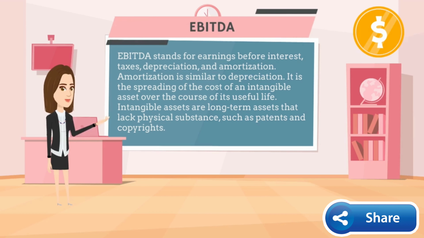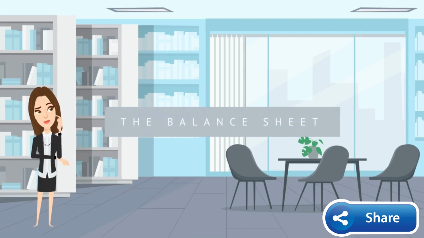EBITDA stands for earnings before interest, taxes, depreciation, and amortization. Amortization is similar to depreciation. It is the spreading of the cost of an intangible asset over the course of its useful life. Intangible assets are long-term assets that lack physical substance, such as patents and copyrights.